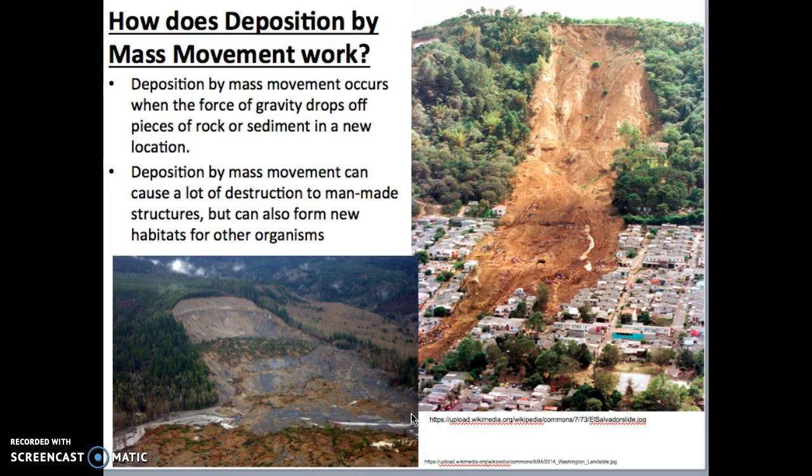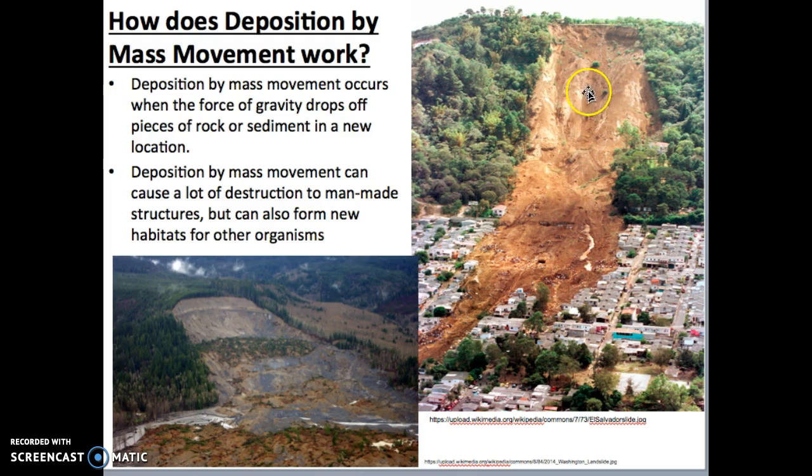Deposition of mass movement works when the force of gravity will drop and dump that large mass of rocks and soil and sediment at the bottom, at a new location. The deposition can cause a lot of destruction to man-made structures, like in this picture. The landslide caused a lot of destruction to the city that was formed at the bottom of the mountain.